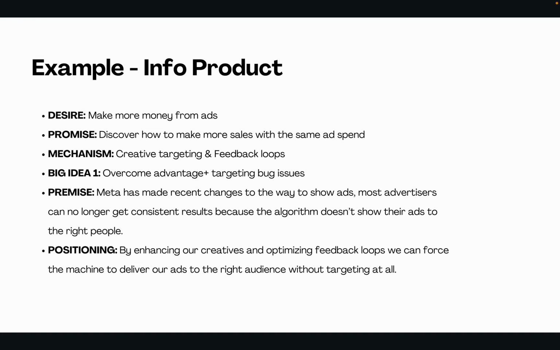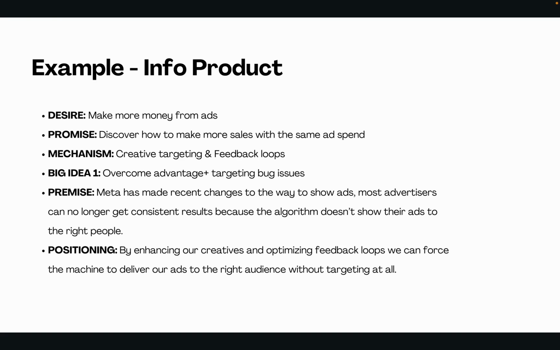And what would be the premise? The premise would be Meta has recently made changes to the way they show ads. Most advertisers can no longer get consistent results because the algorithm doesn't show their ads to the right people. Now, here's our positioning statement, okay? We say by enhancing our creatives and optimizing feedback loops, we can force the machine to deliver our ads to the right audience without targeting at all.